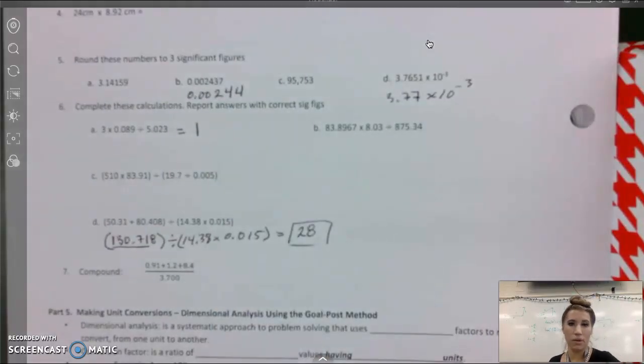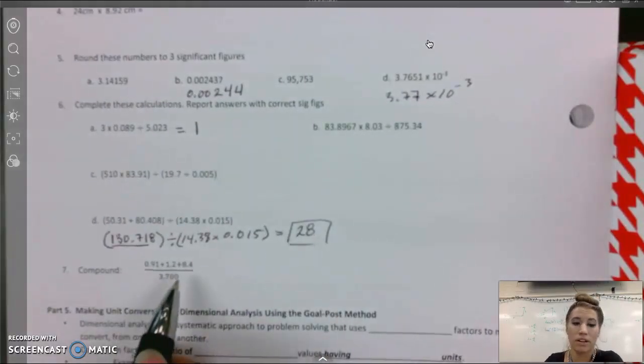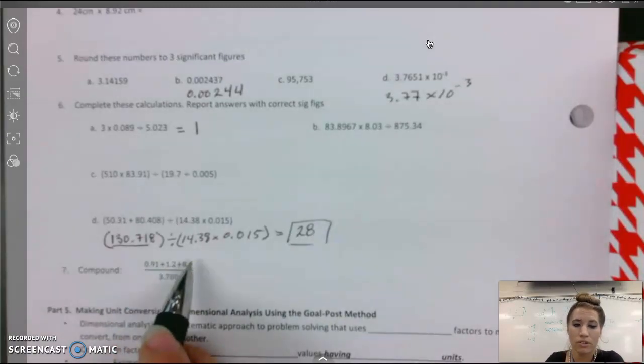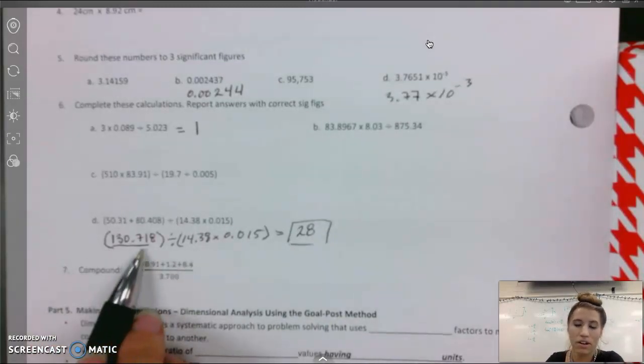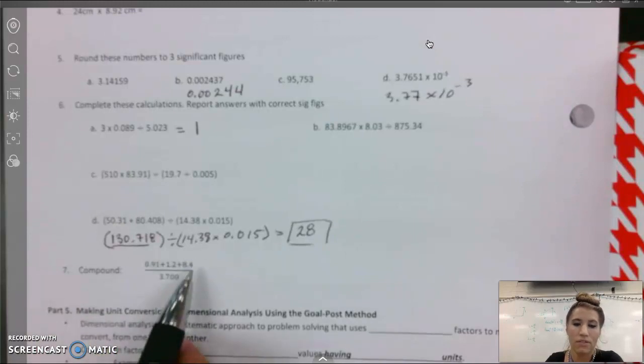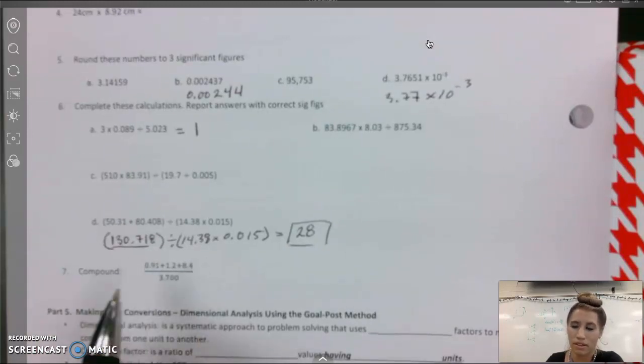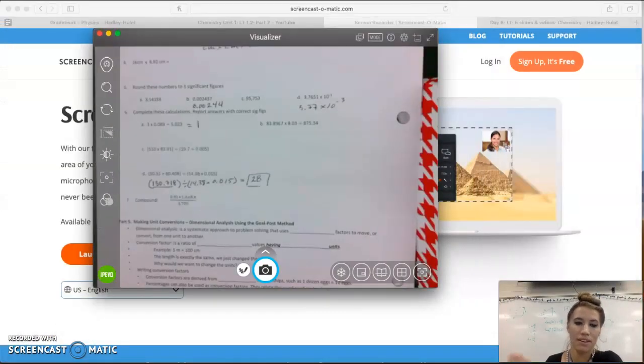Okay. Same concept with the one right here. Add all these first and draw a line under the ones that are significant. Then divide with the big number, and then at the end, round. Okay? All right, guys. Well, that's significant figures.